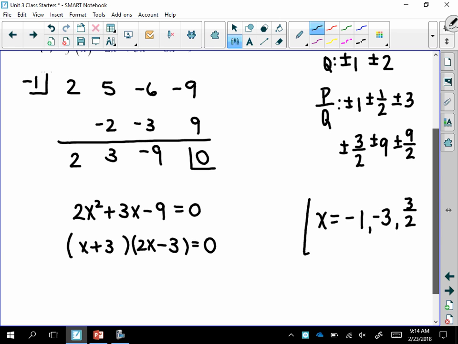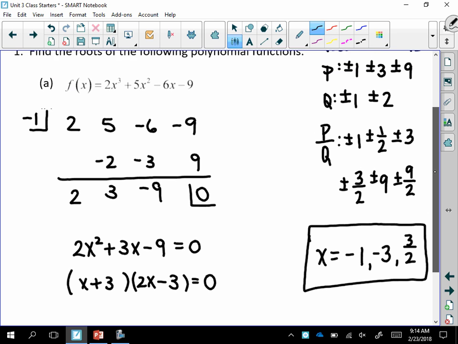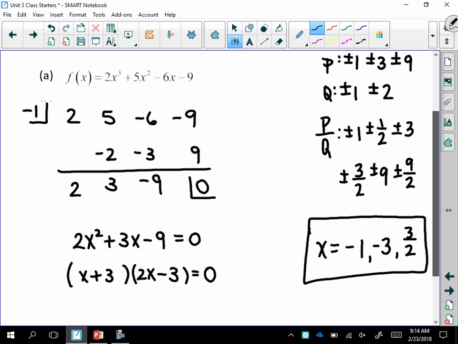Okay. So actually, when we had our list of possible rational roots, we could have chosen to use either negative 3 or 3/2, where we chose negative 1. We would have gotten a different quadratic, but from that quadratic, we would have gotten negative 1 and the third rational root. So it really didn't matter which of those three that we chose. It eventually would allow us to get all three of those solutions. So those are our three roots for this polynomial. Everybody good on part A?